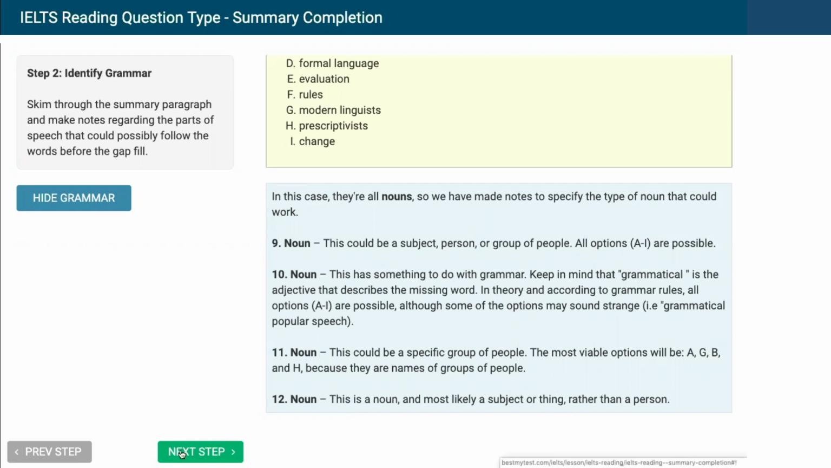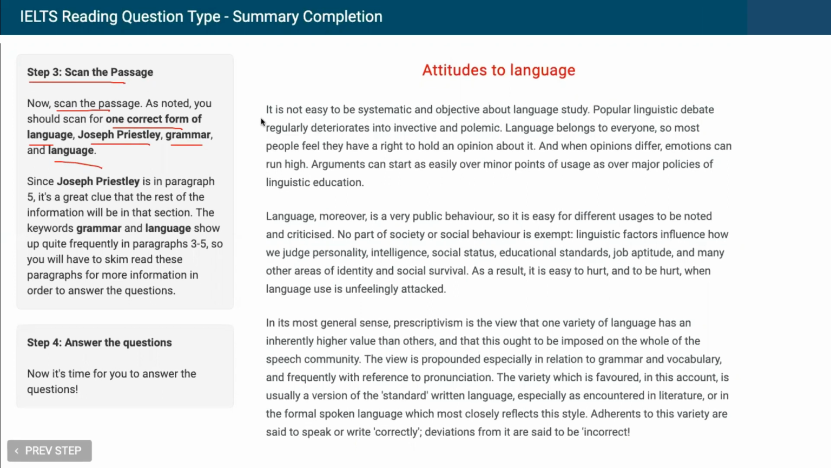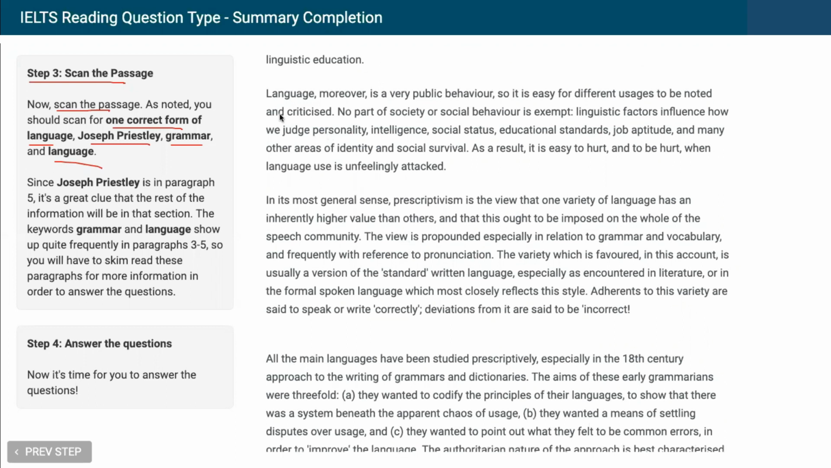Okay, so now for step 3, we are ready to scan our passage. All right, so we have step 3, scan the passage. So now we're ready to put our skills to the test. And as we noted from the previous steps, we're going to look for these keywords: one correct form of language, Joseph Priestley, grammar, and language again. So I'm just going to keep those in mind as I go ahead and scan. And so like I said before, we're talking about language, we're talking about linguistics. So you'll see language quite often in this section.